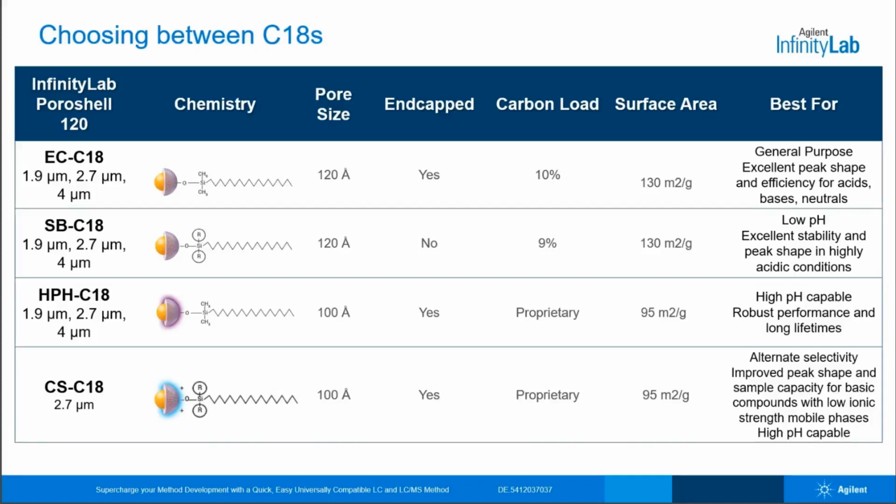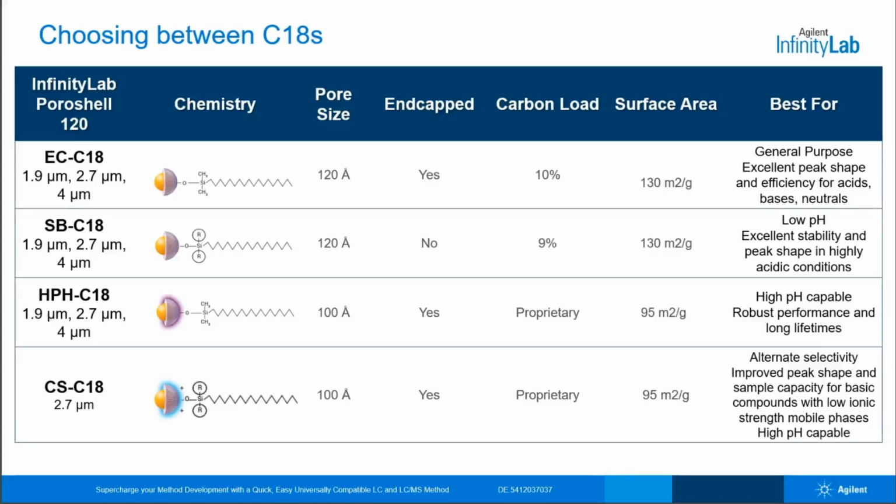The StableBond C18 offers excellent low pH stability for use with mobile phases below a pH of 2, so use it when you need better retention of acidic analytes. The HPH C18 has excellent stability and good lifetime at high pH, which gives improved retention for basic analytes. The CS-C18 offers both low and high pH mobile phase compatibility, with the added benefit of improved basic compound performance with low ionic strength mobile phases like formic acid.